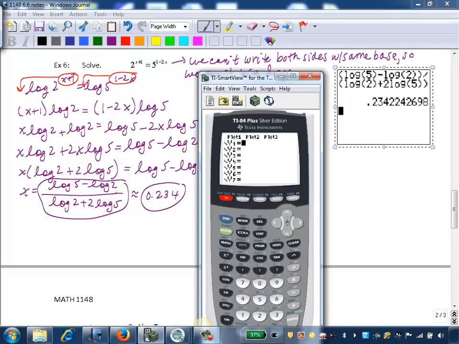So we'll graph our left side. We want our 2 to the power. Now make sure you enclose in parentheses your exponent, x plus 1. And then our y2 would be the right side, which is 5 raised to the power. And again, make sure you enclose the 1 minus 2x in parentheses. So we'll graph. And there's our one ramp shape. And there's another ramp shape, and we can see that those intersect. We can zoom in, actually, if we want to see that a little more clearly. I'll zoom in, option 2, and hit enter.